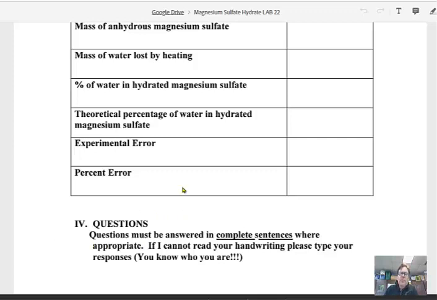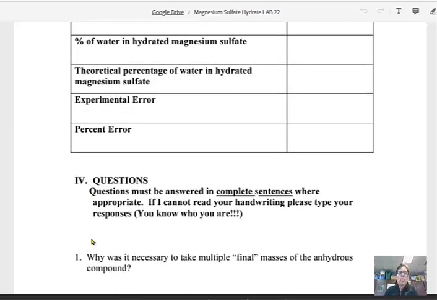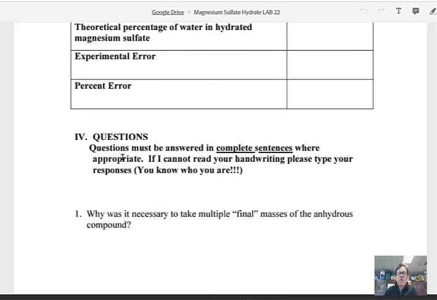From above this point, your and your partner's stuff will look pretty much the same. But once you get to the questions, this is on your own. This is not you and your partner working together. This is individual. I'll figure out what your partner thinks when I read their paper. So this should be done on your own. If you and your partner put the exact same answers, you are not going to get credit for it. This is individual work for the questions.